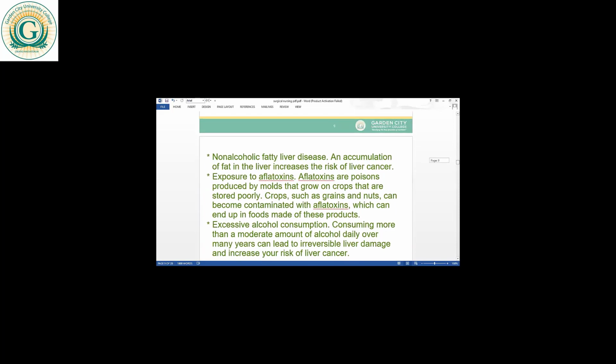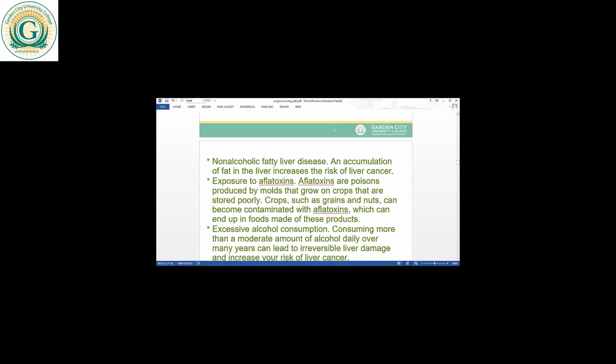Non-alcoholic fatty liver disease is an accumulation of fat in the liver, and it increases the risk of liver cancer. Another risk factor is exposure to aflatoxins. Aflatoxins are poisons produced by moths that go on crops that are stored poorly.